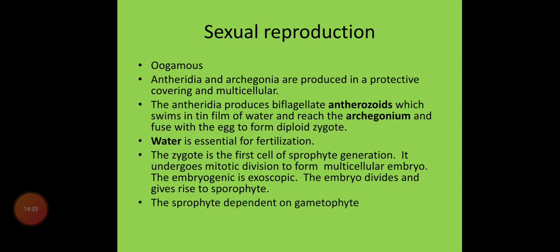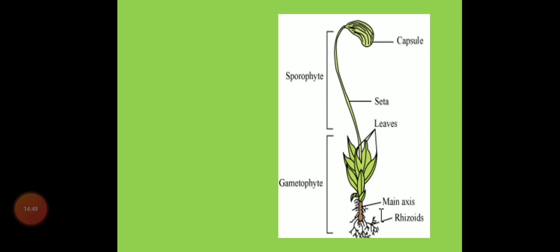So it shows the alternation of generations, gametophytic followed by sporophytic. The sporophyte is dependent on the gametophyte. The gametophyte is independent, but the sporophyte depends on the gametophyte. It shows the alternation of life cycle.